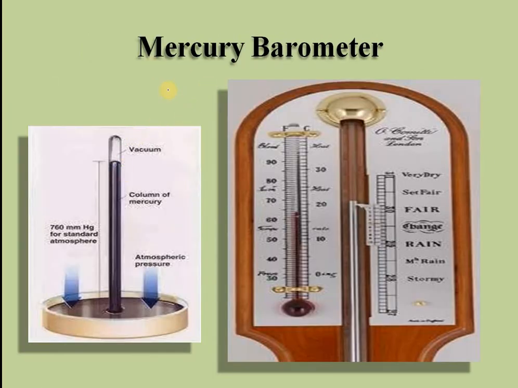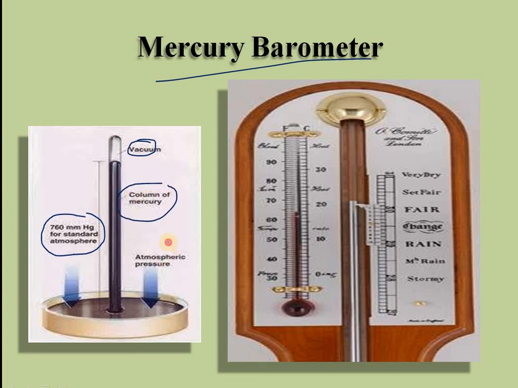This is known as a mercury barometer. You can see here this is a vacuum. This is 760 mm Hg for standard atmosphere, this is the column of mercury, and this is atmospheric pressure. So this pressure will be used in measuring the levels.